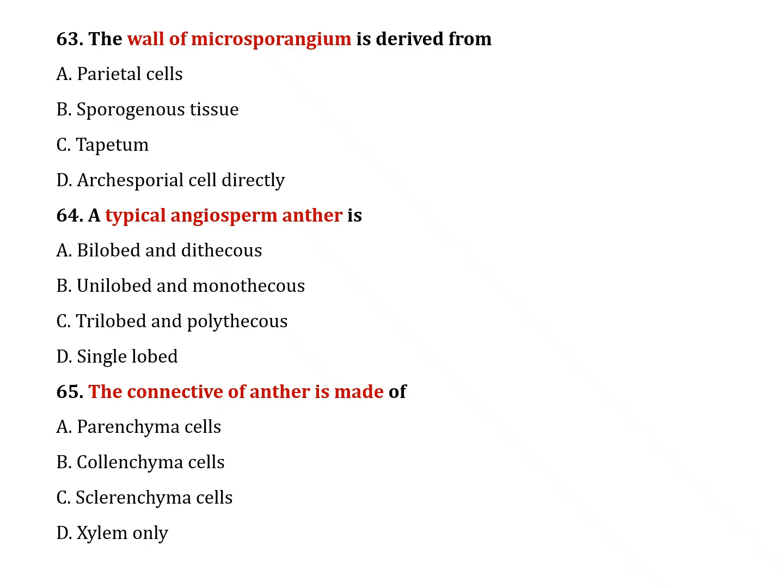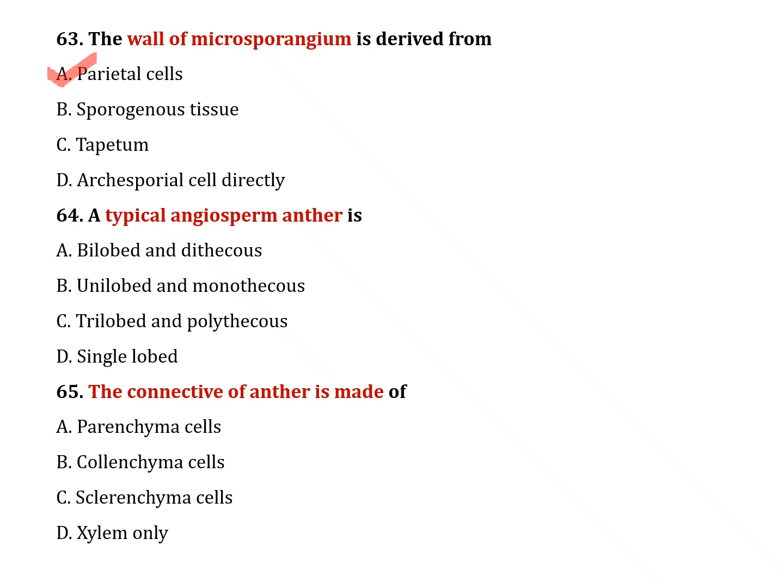The next question, number 63. The wall of the microsporangium is derived from: option A, parietal cells; option B, sporogenous tissue; option C, tapetum; option D, archesporial cell directly. Correct answer is option A, parietal cells.